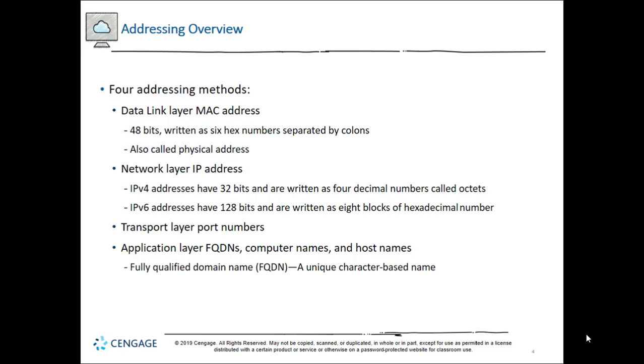But the network layer IP address is a 32-bit dotted decimal address, represented as decimal numbers separated by a period. Then you have the IPv6 addresses. It's a 128-bit address, and it's 8 blocks of hexadecimal numbers. This was set up because we were running out of IP addresses, so we came up with another solution.